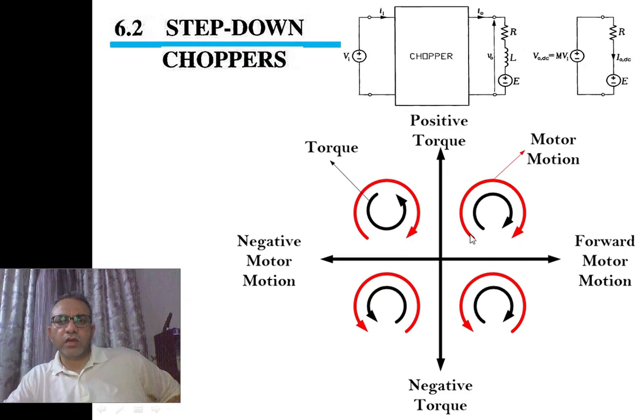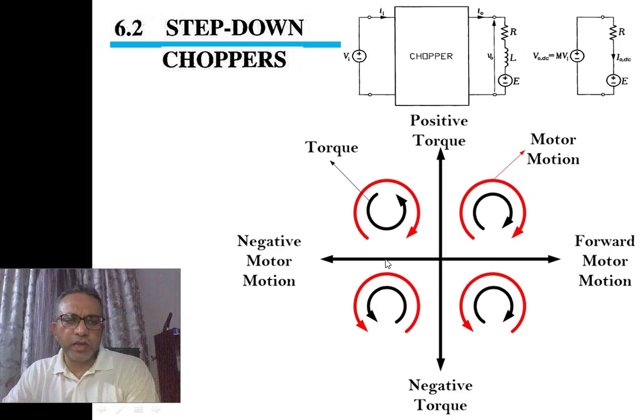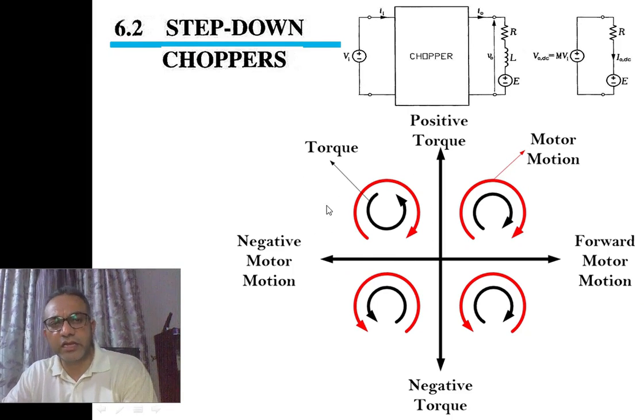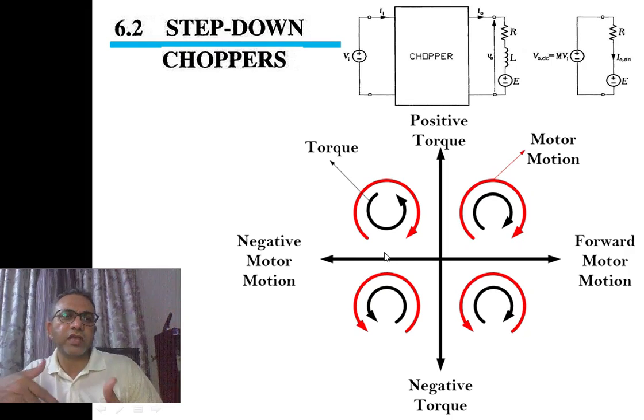When the motor and the torque are both in the same direction, then the motor is working in quadrant number 1. However, if we want to bring the motor to a stop, then we will have to supply torque in the opposite direction. However, due to momentum, the direction of speed will remain the same. Therefore, at this time, the mechanical motion is working in the second quadrant.